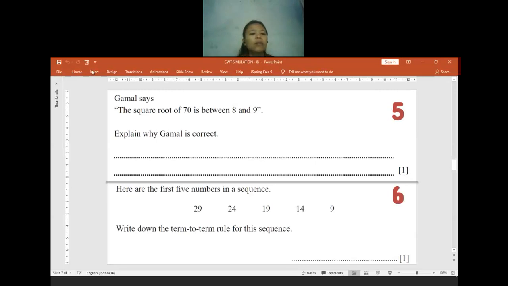Question 5. Kamal says the square root of 70 is between 8 and 9. Explain why Kamal is correct. If you have this kind of question, no need to find the exact answer of the square root of 70. Just check 8 and 9. You find the square of 8 and 9. So 8 to the power of 2 is equal to 64, right? And then 9 to the power of 2 is equal to 81, sorry.